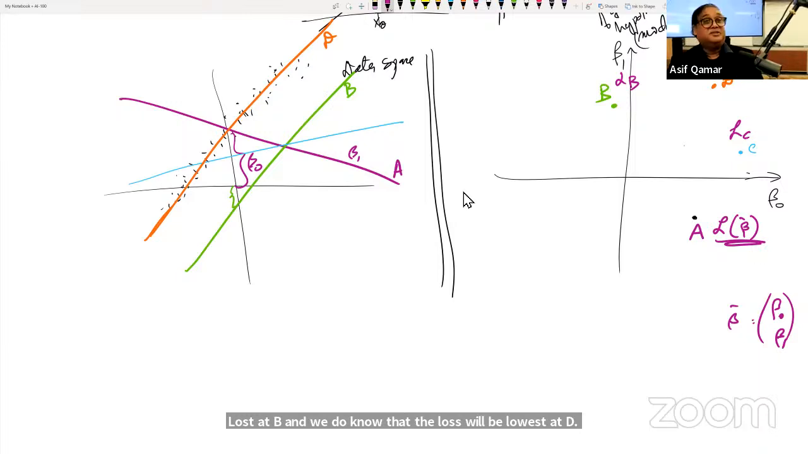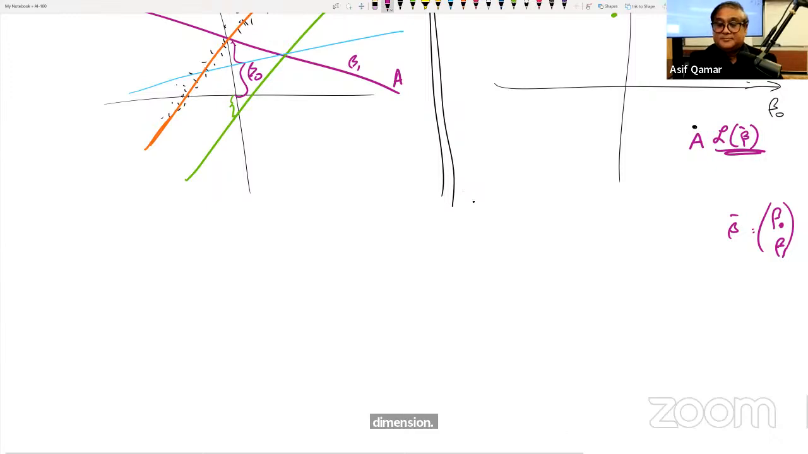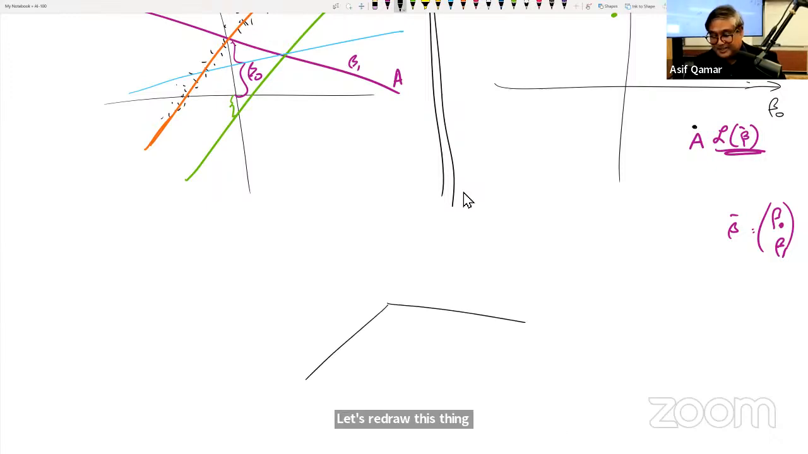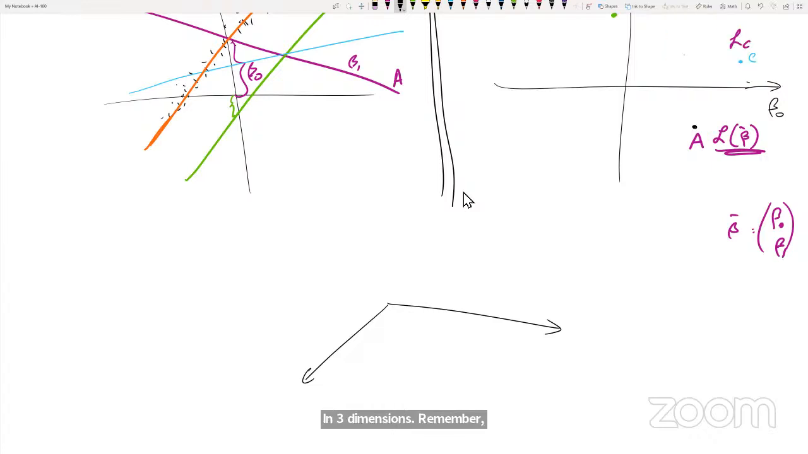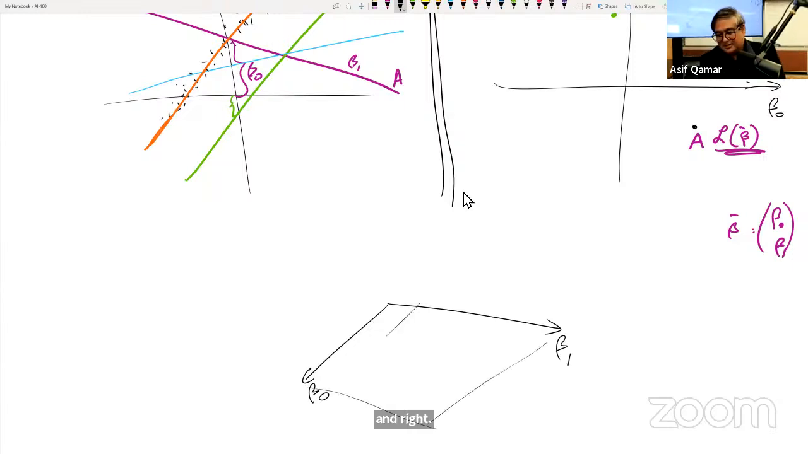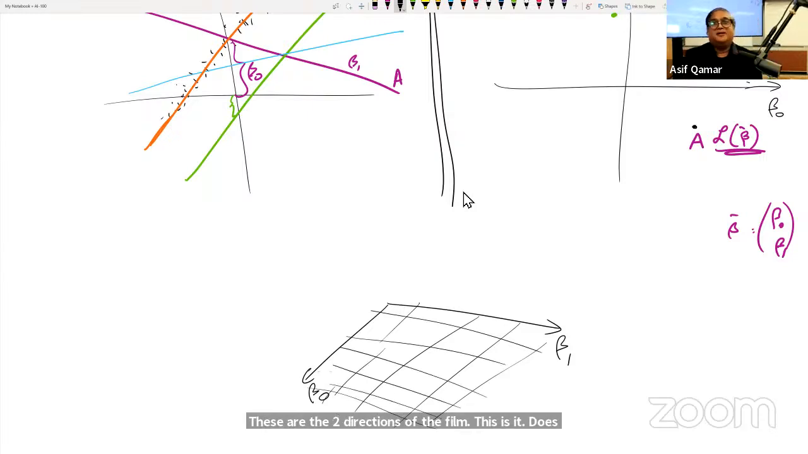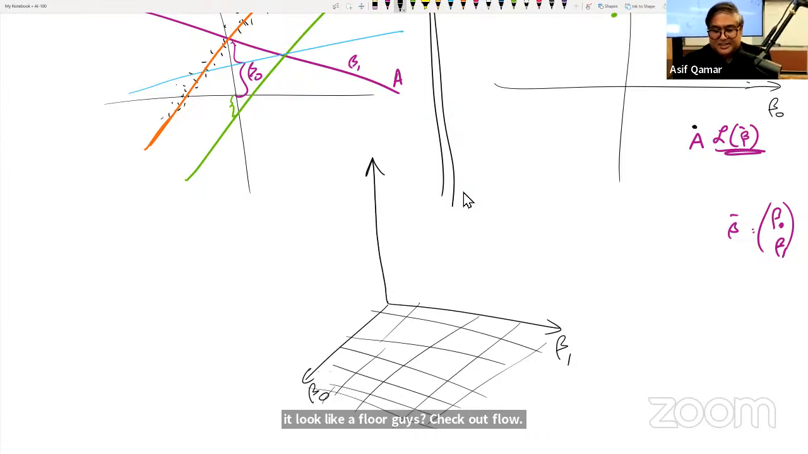Let's go to the third dimension. Let's redraw this thing in 3 dimensions. Remember, imagine that you have a floor. On the floor you can move backward and forward, left and right. These are the 2 directions of the floor. This is your floor. Does it look like a floor, guys? Checkered floor? Okay. And let's now add one more direction. It is the loss itself, the loss function.